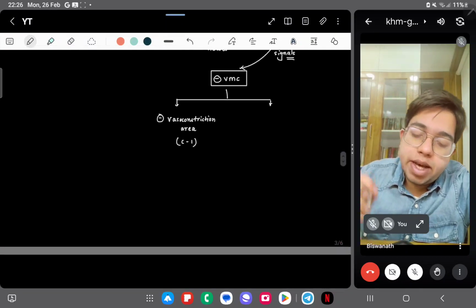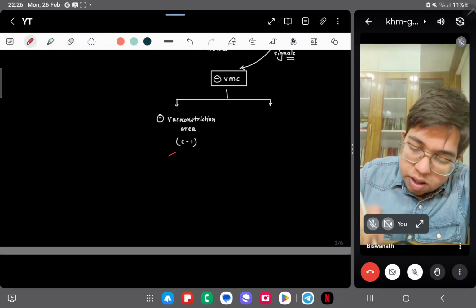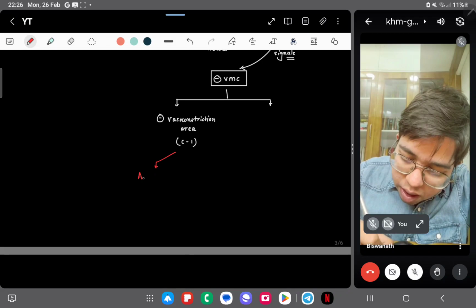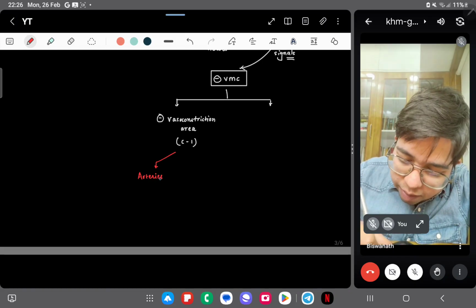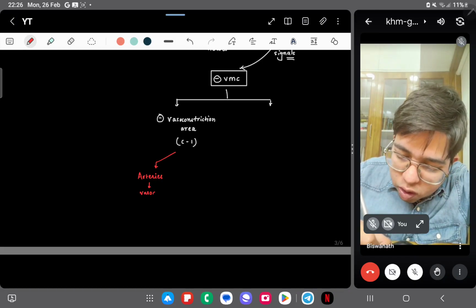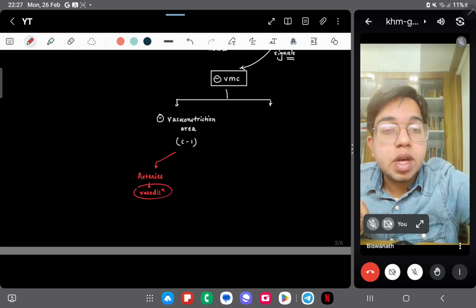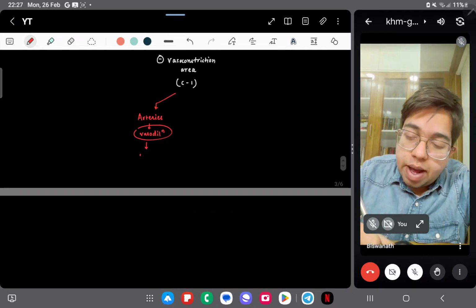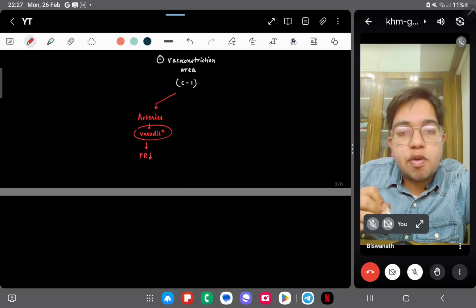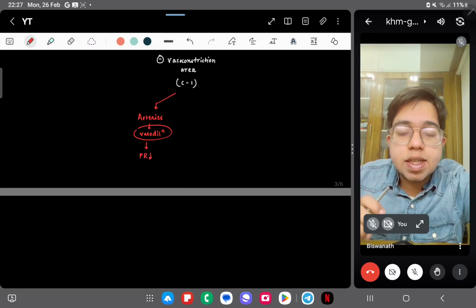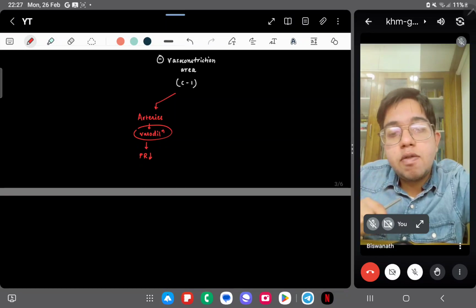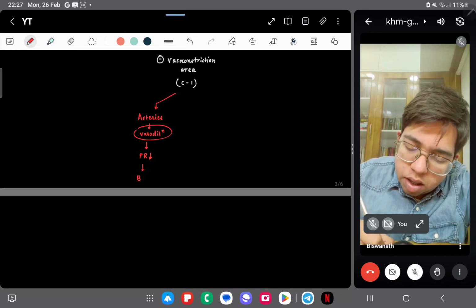So what will happen to the arteries? There will be vasodilation of the arteries. If there is vasodilation of arteries, what will happen? The peripheral resistance will fall. If there is less resistance, blood will flow. If there is flow of blood, the BP will be normal.